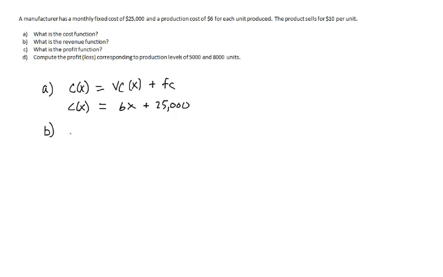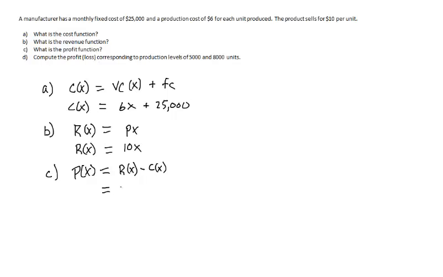For part B, we want to find the revenue function. So for revenue, we have price times quantity. And in our case, it sells for $10 per unit, so our revenue is 10x. And now our profit function is going to be revenue minus cost. So R of x minus C of x. So here we're going to have 10x minus (6x plus 25,000).